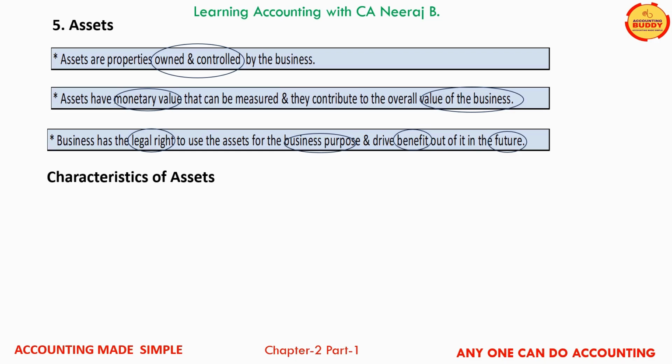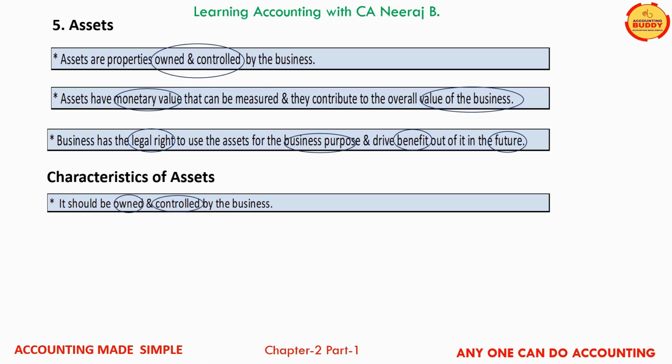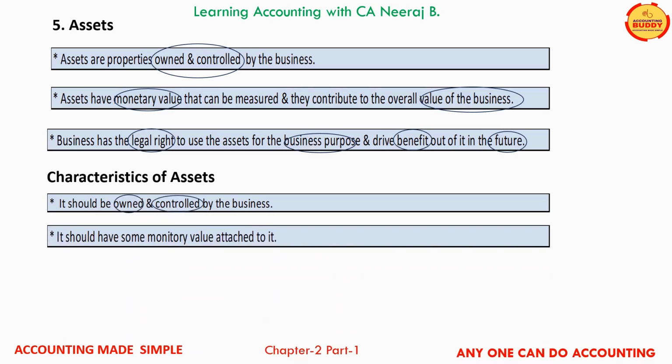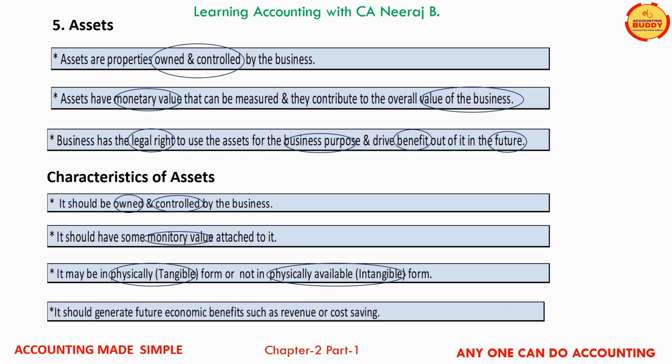Based on the above pointers, let us list down the characteristics of an asset. Number 1, an asset should be owned by the business. Number 2, an asset should have some monetary value attached to it. Number 3, the asset may be physically available like plant and machinery, or it might not have a physical existence like an accounting software. An asset is expected to generate economic benefits to the business in the form of revenue or cost saving now or in the future.